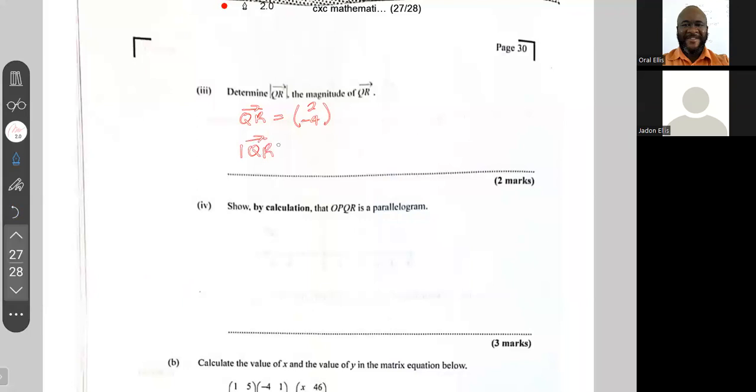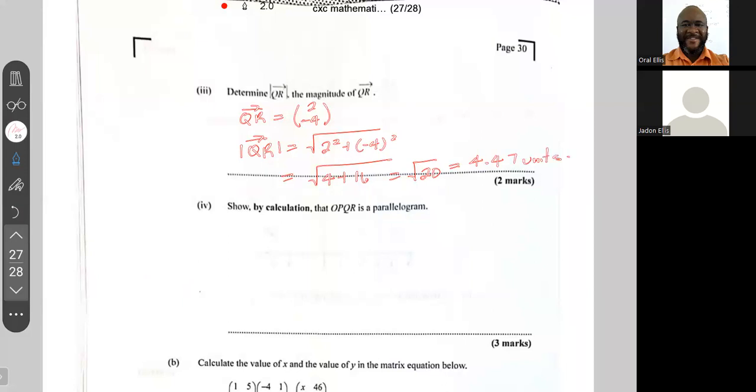So remember how you find the magnitude? It's going to be the square root of 2 squared plus -4 squared. This is the square root of 4 plus 16. This is the square root of 20. So this is 4 point something units. So the square root of 20 is 4.47 units.